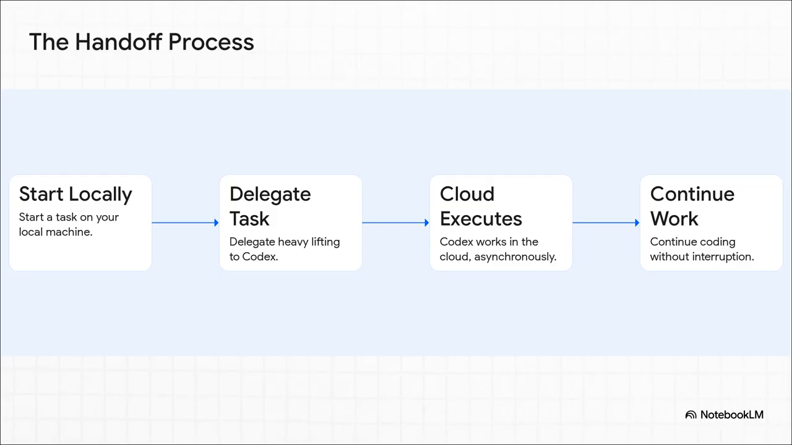Okay, so picture this. You start a task on your laptop, but then you hit a part that's going to take a while. Maybe it's some heavy computation or a long process. Instead of just sitting there and waiting, you can delegate it. Just hand it off to Codex. The AI then takes that job up to the cloud and works on it in the background, asynchronously. This is the key part, because it means you aren't blocked. You can just keep on coding without any interruption, while Codex does the heavy lifting for you.